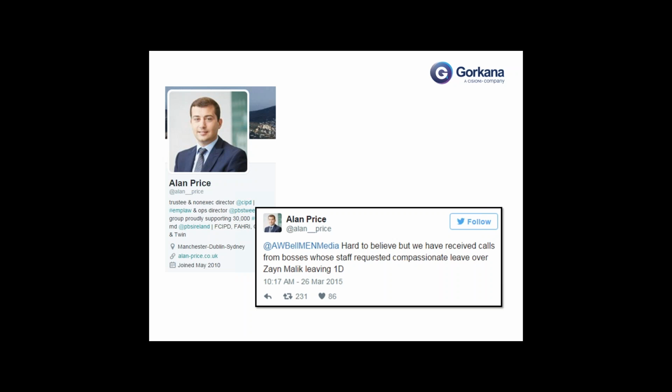He was based in Manchester as well, and he just sent a tweet to him saying, hard to believe, but we have received hundreds of calls from bosses whose staff requested compassionate leave from Zayn Malik leaving 1D. As a result, Alex Bell wrote about it in the Manchester Evening News, and the story exploded from there.